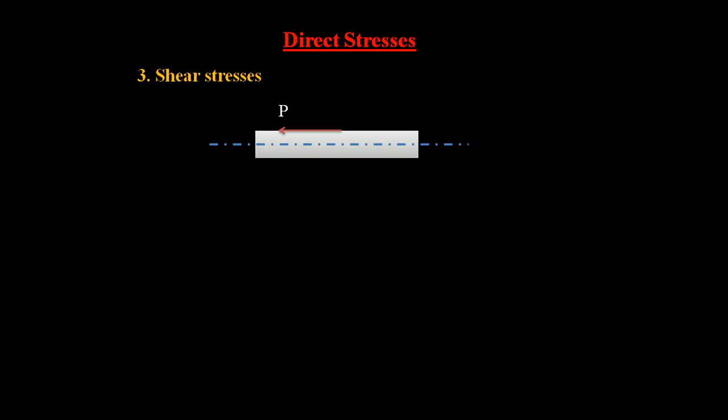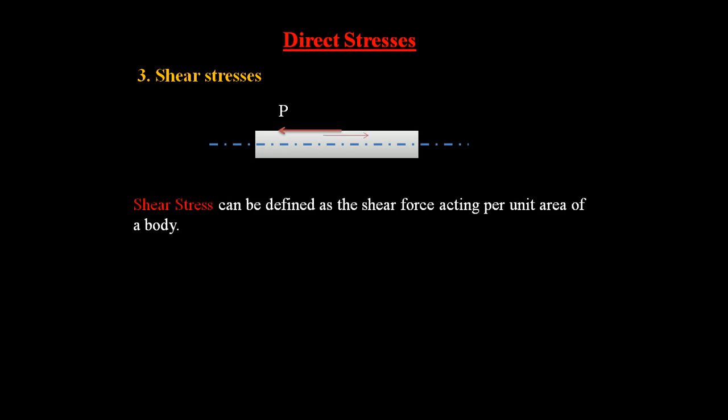That resistive force per unit area can be called shear stress, or simply stress we can call it. But because of the shear type of force we are applying, that type of stress is shear stress. And the definition again we can give: it can be defined as shear force acting per unit area. Almost all the definitions are equal, but based upon the type of force we are considering, we define the stress. So that is the shear stress.